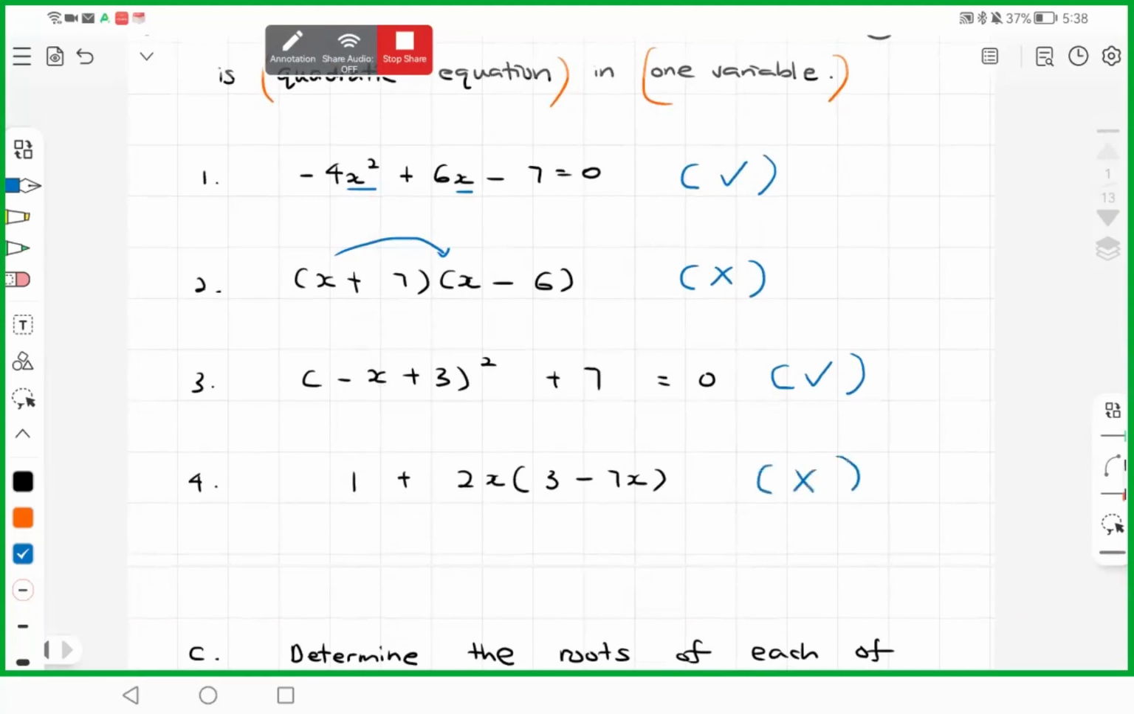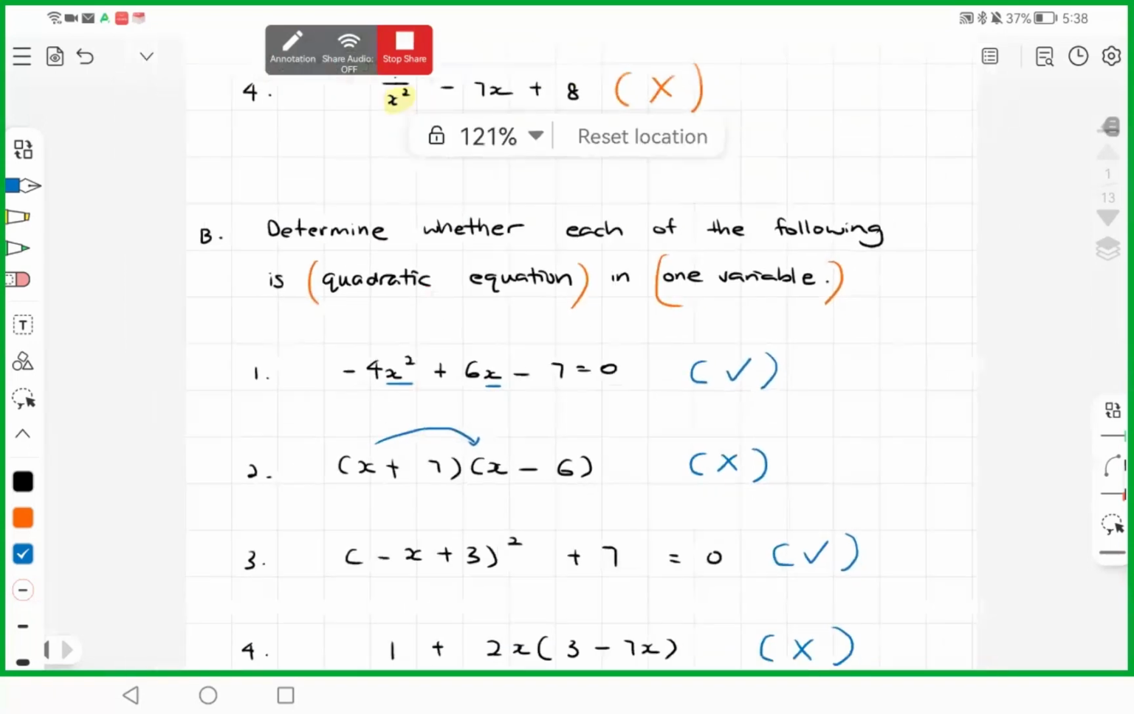Because no equal. So SPM will come out with this kind of question. So simple one. They will ask you in objective: which of the following is a quadratic equation in one variable? So you have to choose out of the 4 options there. Yes, they will come up with a question like this.